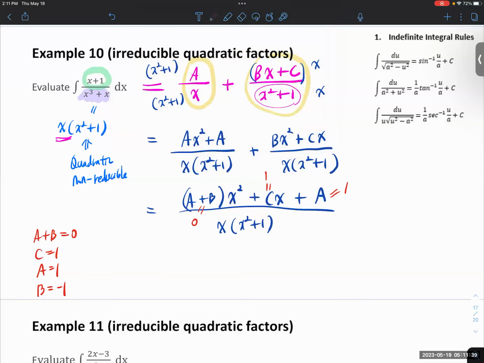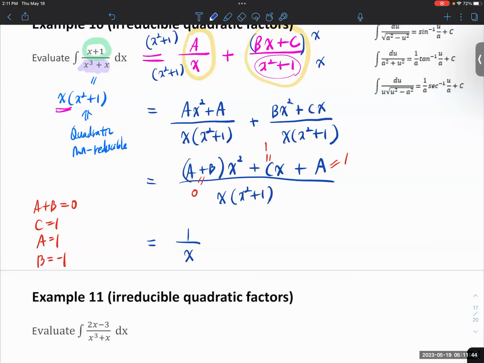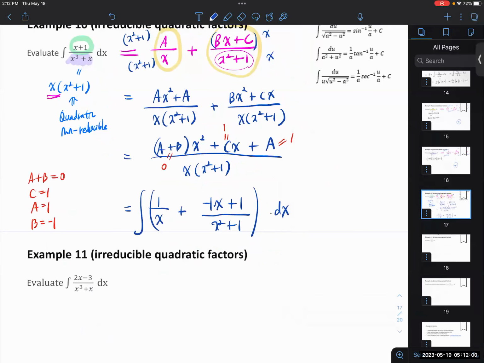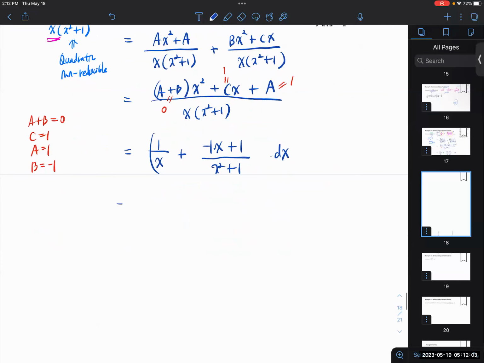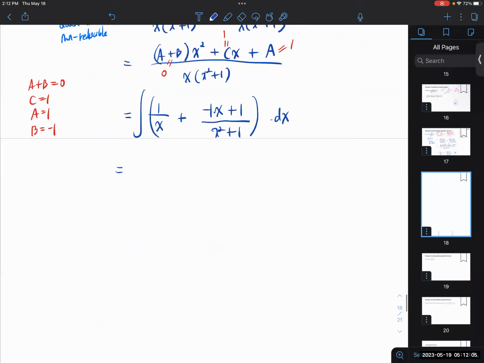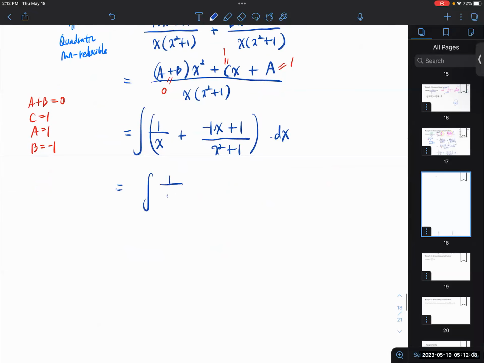So therefore, A is 1 over x, B is negative 1 times x, plus 1 over x squared plus 1. This is your partial fraction, and we're simply taking the integral of the partial fraction. So almost done. We're going to take the integral: integral of 1 over x dx, plus integral of negative x plus 1 over x squared plus 1 dx.